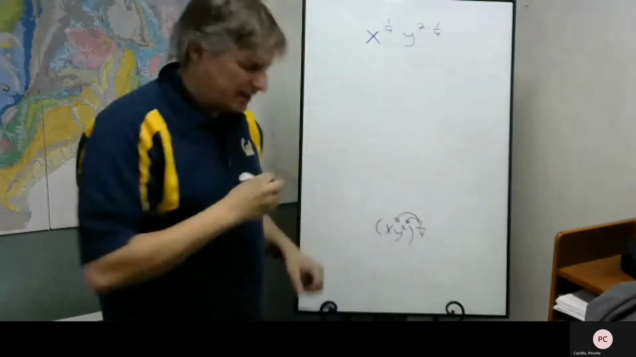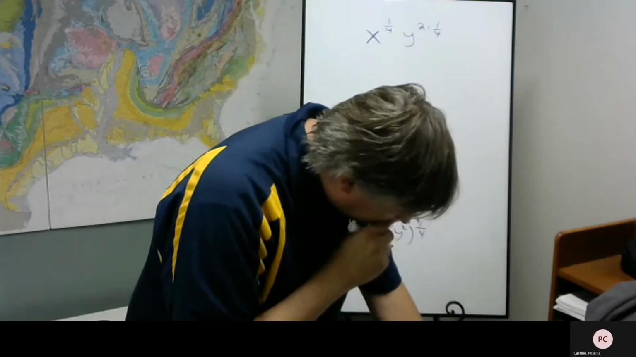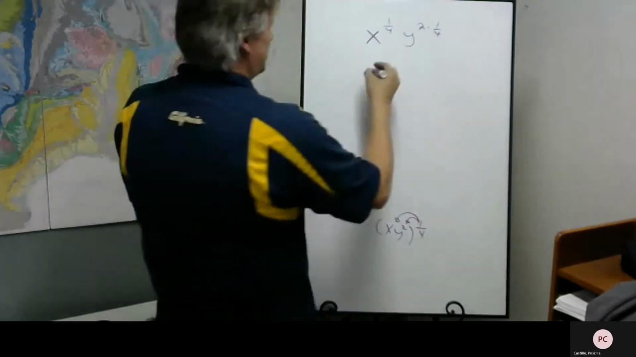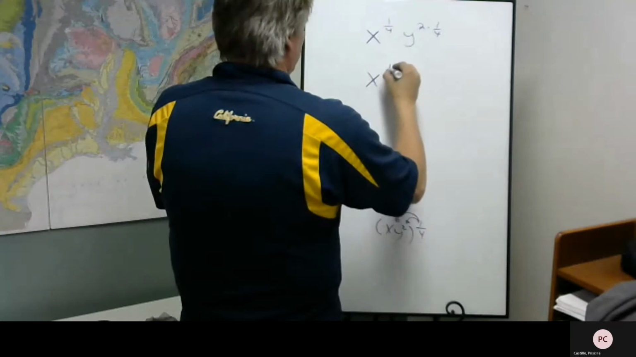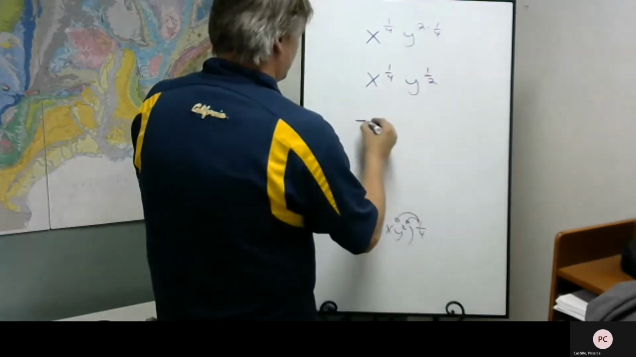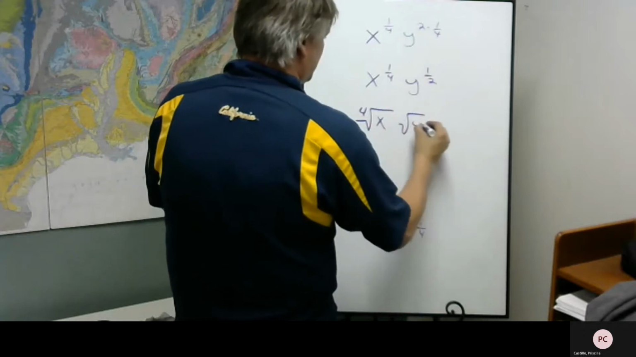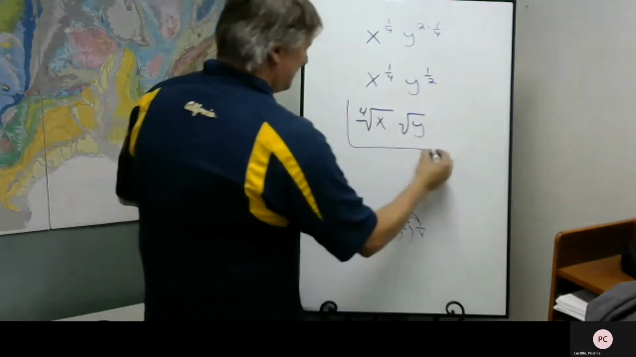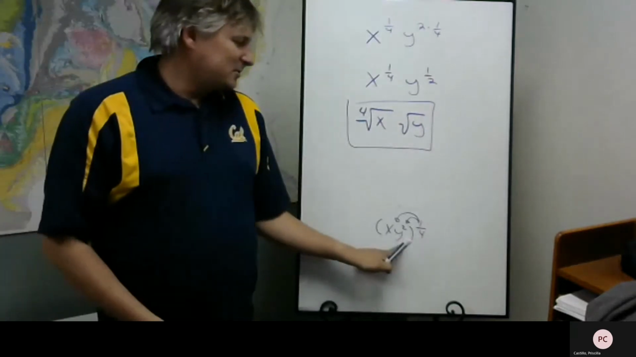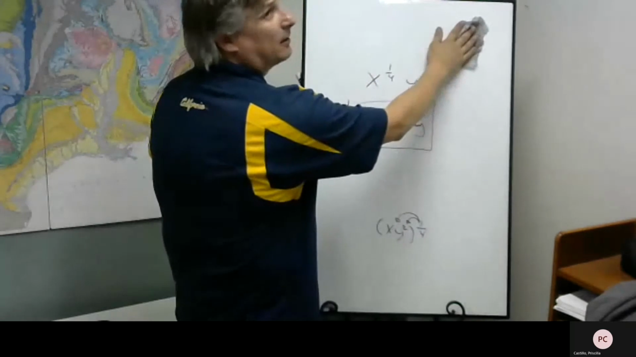Now let me see how they want to answer this. They might let you, no, oh yeah, they are going to do that. So you could do it this way. You get x to the 1/4, y to the 1/2, or the 4th root of x, square root of y. That is a valid answer. But once you get to this point, actually, let me show you what the book wants. It's not as complicated.